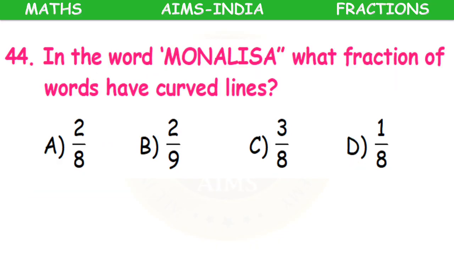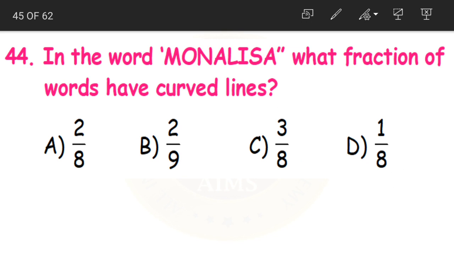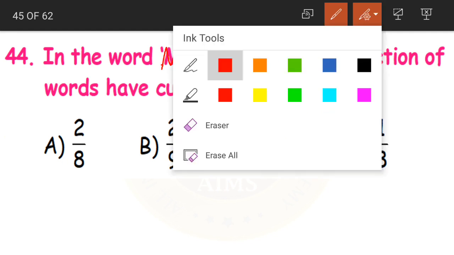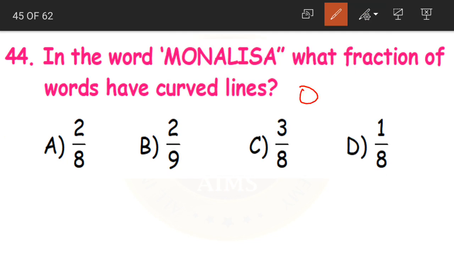Next question 44. In the word Mona Lisa, what fraction of letters have curved lines? Do you know what is a curved line, children? See, this is a straight line and something like this becomes our curved line. If you look at M, it has all straight lines. Yes, and if you look at O, O has curved lines. So O, and then we are having S. Yes, only O and S are having curved lines. Remaining all are straight lines.